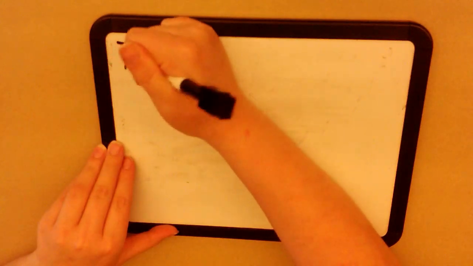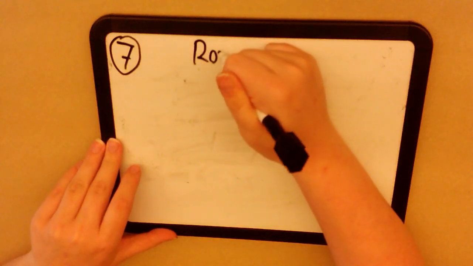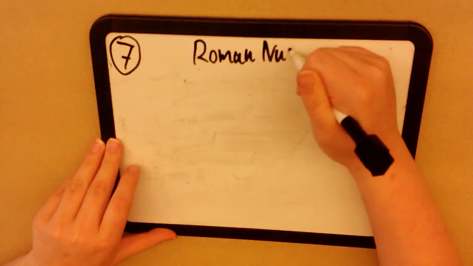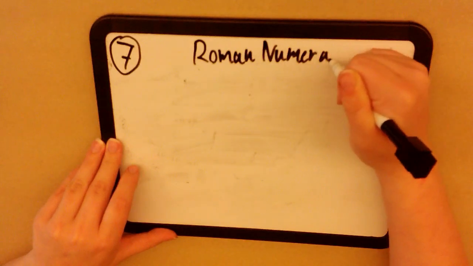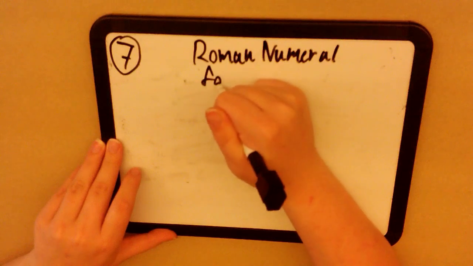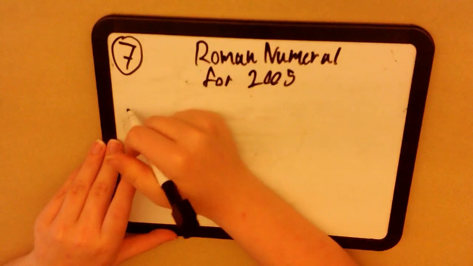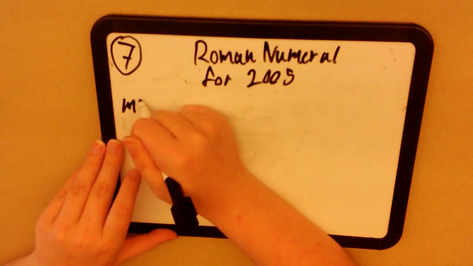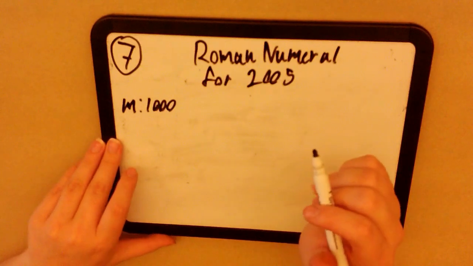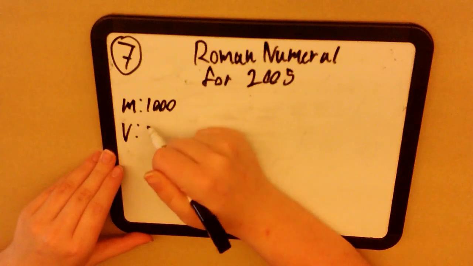We are now going to be looking at number 7. What Roman numeral is equivalent to 2005? I had a little bit of a struggle trying to figure out how to write that small. And so we're going to remember that M is 1,000 and that V is 5.